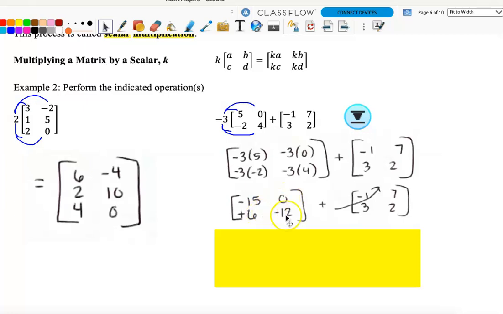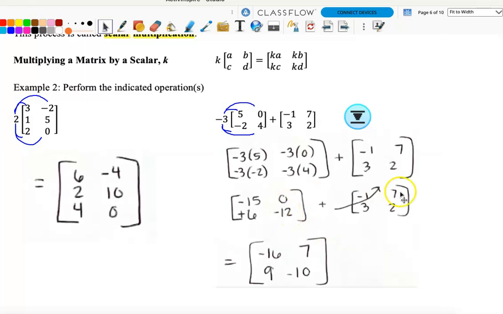Now I'm going to take this answer and add it to your other matrix. Now when you're adding, -15 plus a -1 would give you -16, 0 plus 7, 7, 6 plus 3, 9, and then -12 plus a 2 would be a -10. So just know that all of this would be on a non-calculator portion of your test because we can do mental math.